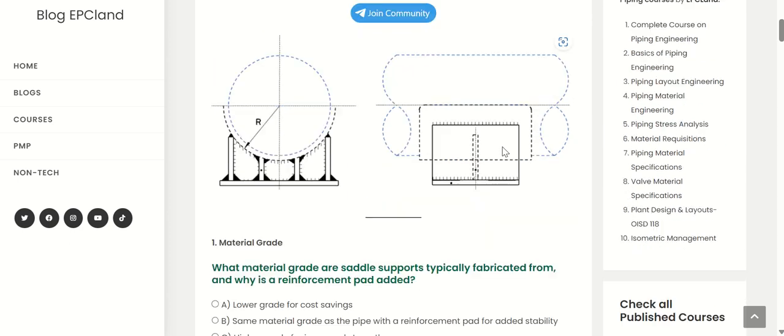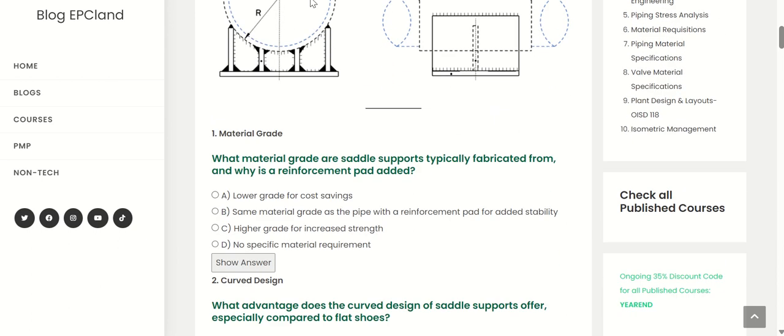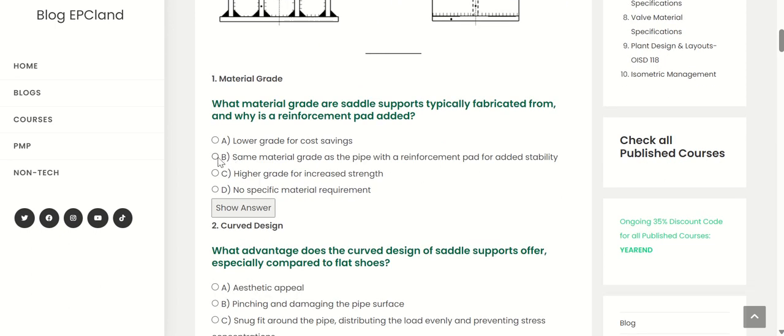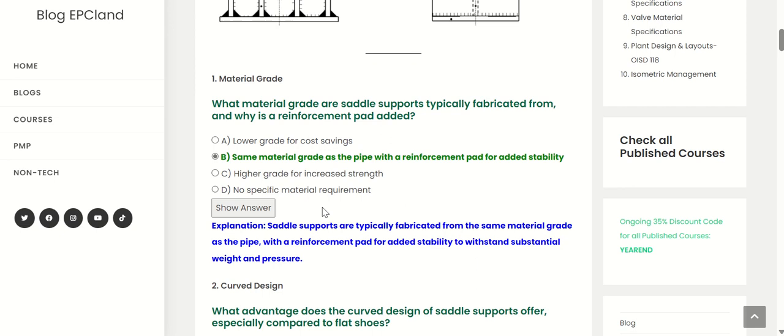As we have done for all the other sections related to pipe supports, for saddles also, if you go to this link, you will see a few multiple choice questions at the beginning of this section. If you click over any of the options and click over show answer, you will come to know whether it is right or wrong.